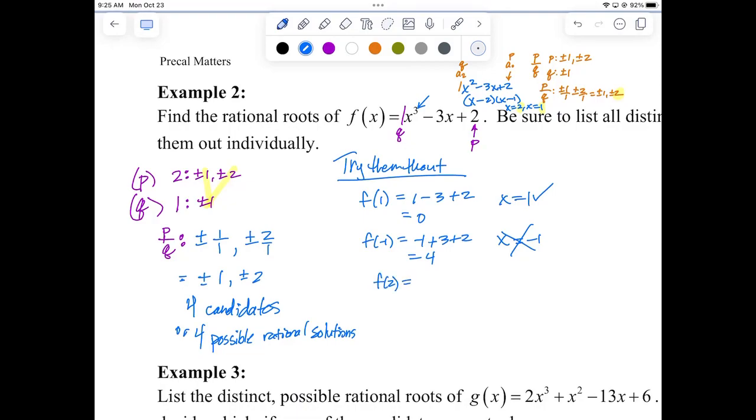How about f of 2? Let's try f of 2. 2 cubed is 8. 3 times 2 is 6, plus 2. That's 8 minus 6. That's 2 plus 2, which is 4. Does that work? No, it doesn't work.